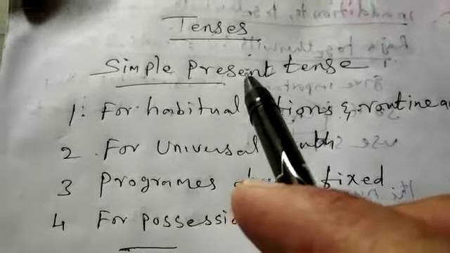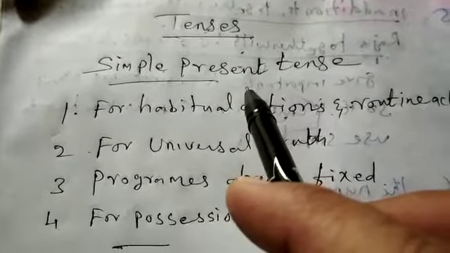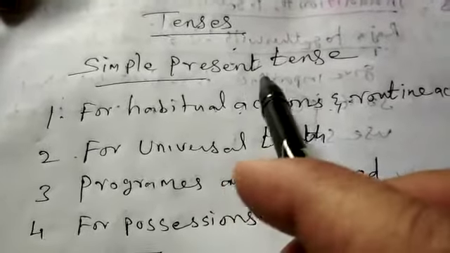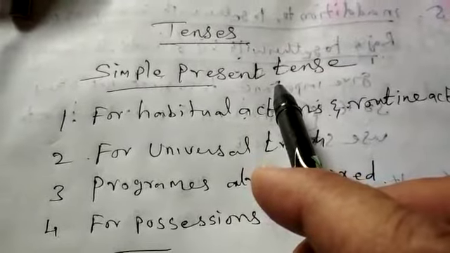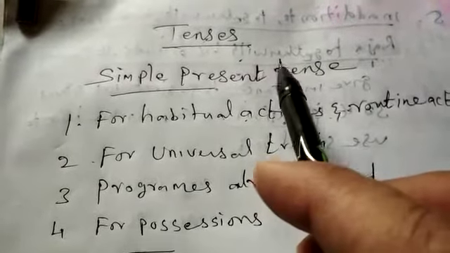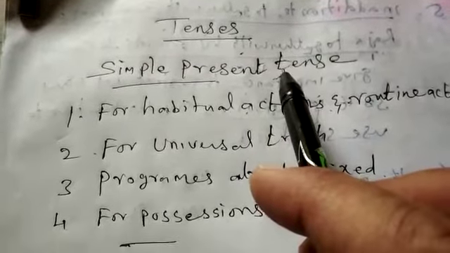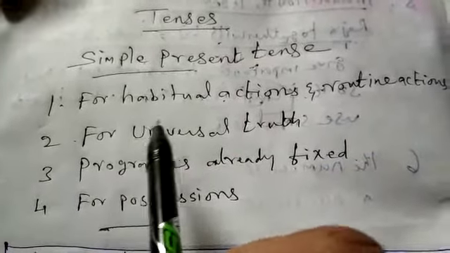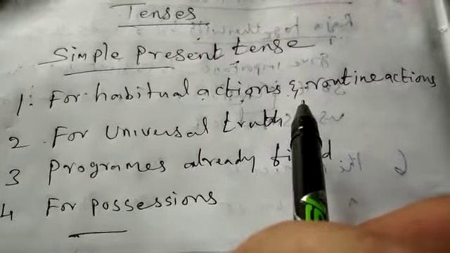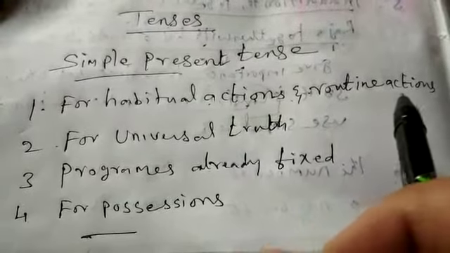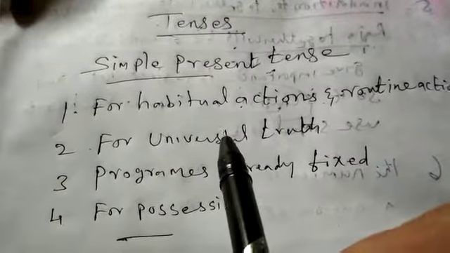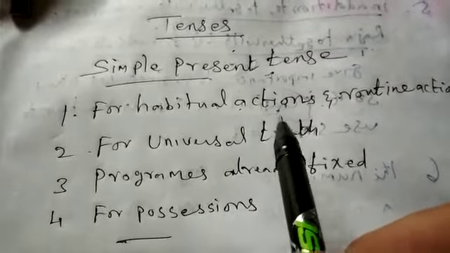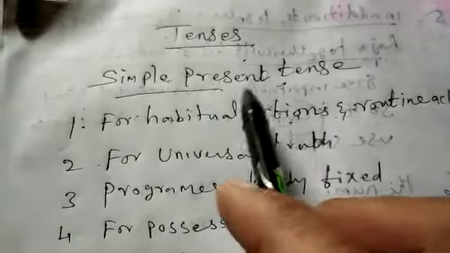Okay. Now we go to see about the simple present tense. Where do we use this simple present tense? The simple present tense நம்ம எங்க யூஸ் பண்ணுவோம்? First point, for habitual action and routine actions. If we say about habitual action or routine work, we have to use simple present tense only.